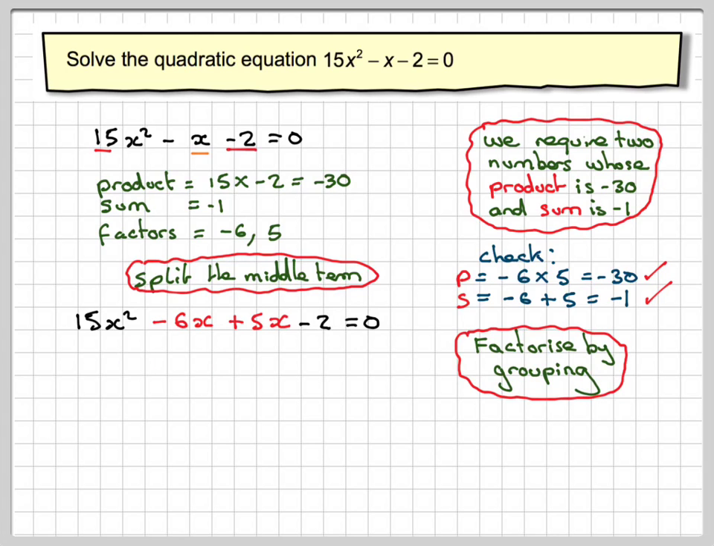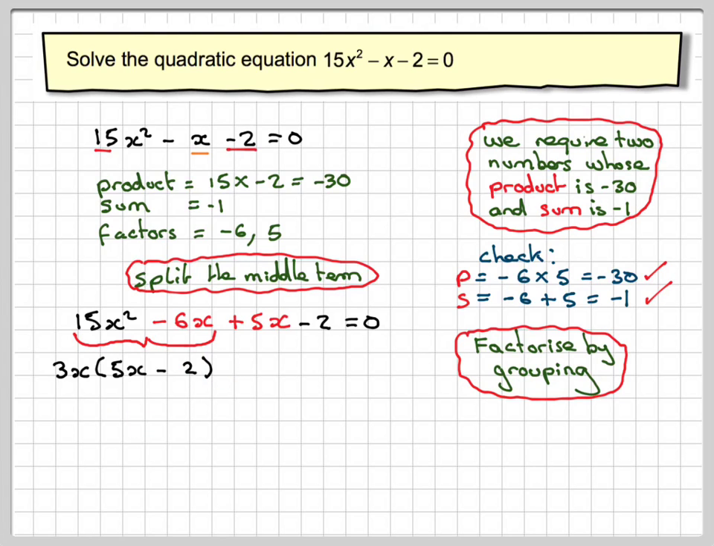So you group the first two terms together, and by the way, it doesn't matter which way round you write these two. So look at 15x squared and minus 6x, and you'll see that the highest common factor is 3x. What's left? Well, 3x times 5x will give me 15x squared, and then 3x times minus 2 will give me minus 6x.